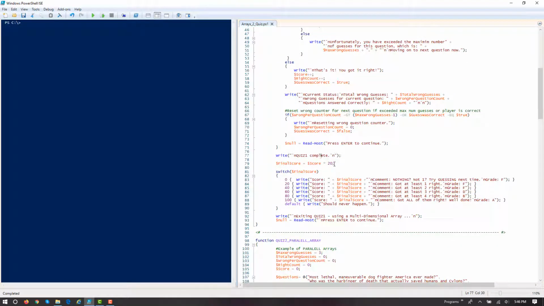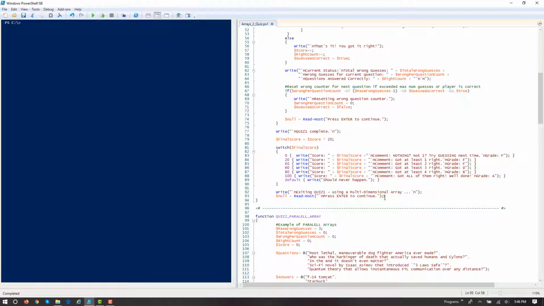Okay, and finally when we're done, when this has done its job, our quiz engine here, then quiz 1 complete. And we have a final score. We're going to multiply it by 20, and then we're going to plug that into a switch statement. That's our final score, and we're going to assign a letter grade based on how they did. So 20, 40, 60, 80, 100. Then we'll exit. And again, we don't care what the player types in. We're not doing anything with the input. We're just pausing program flow until they hit enter.